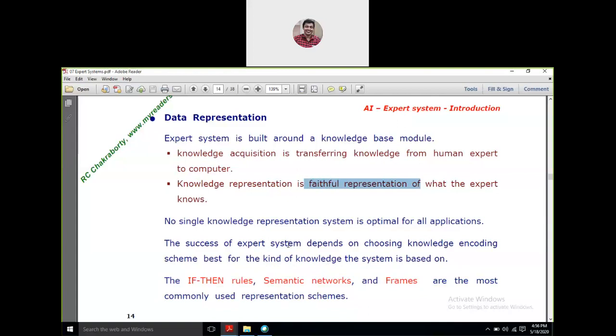Another thing is, while putting up data representation, no single representation system can be generically applied to all sorts of expert system shells, right? That means if I have taken up a semantic network, then it is not mandatory that in all the expert systems I'll be using semantic networks for data representation. I can even have frames, I can even have the simple rule base for the data representation in any expert system, right?